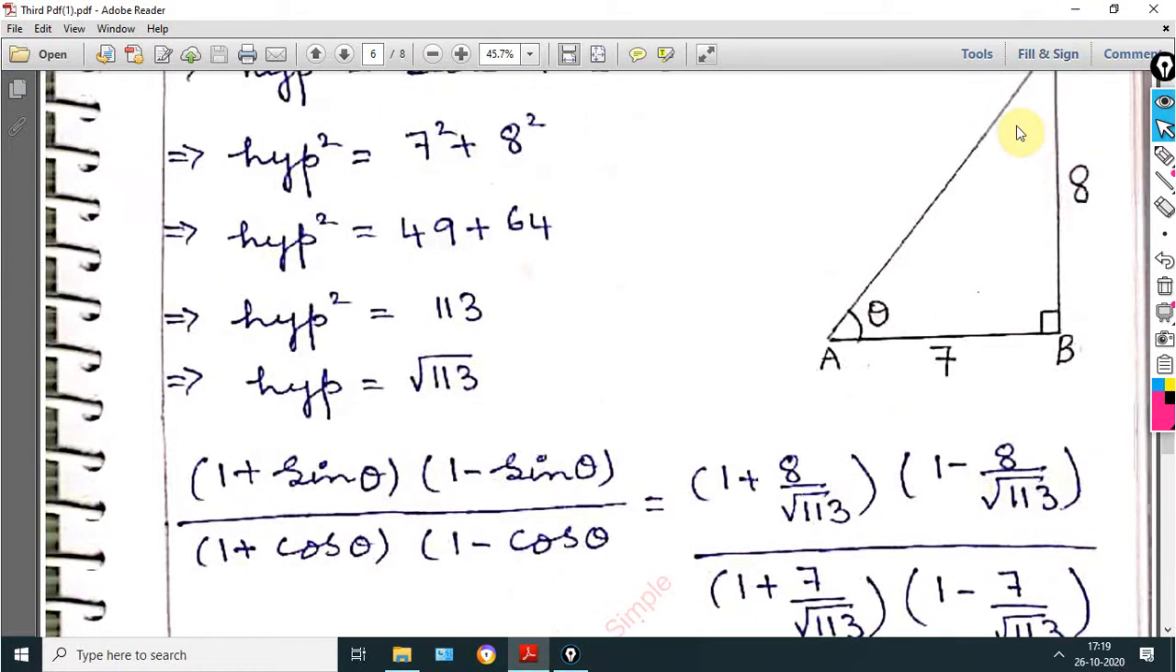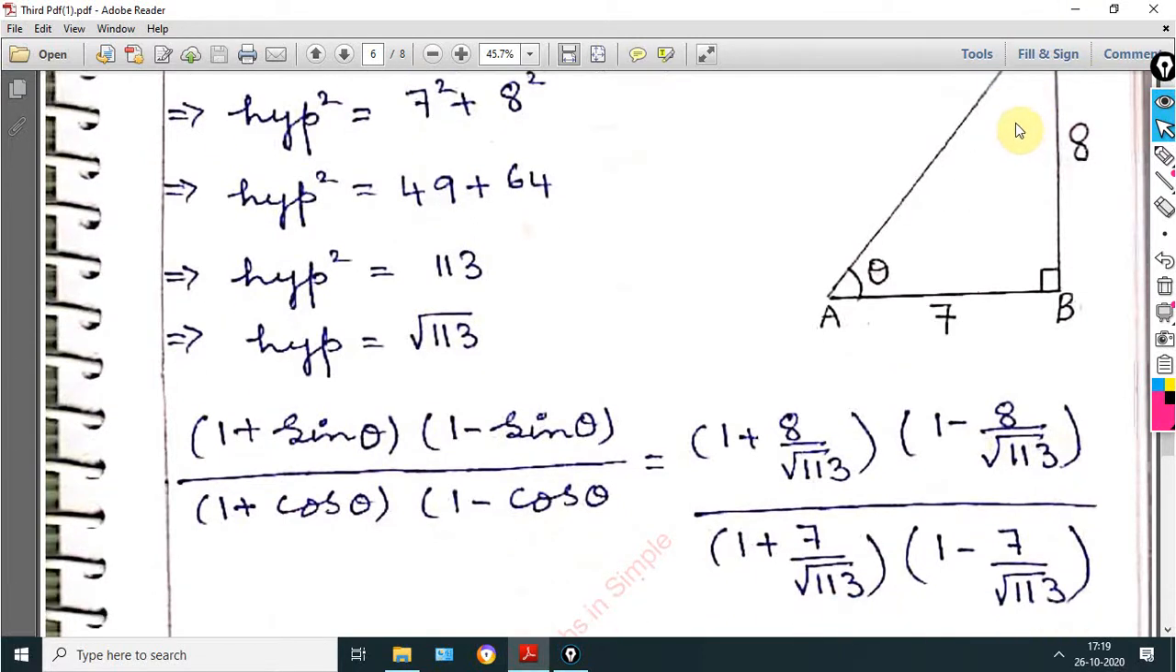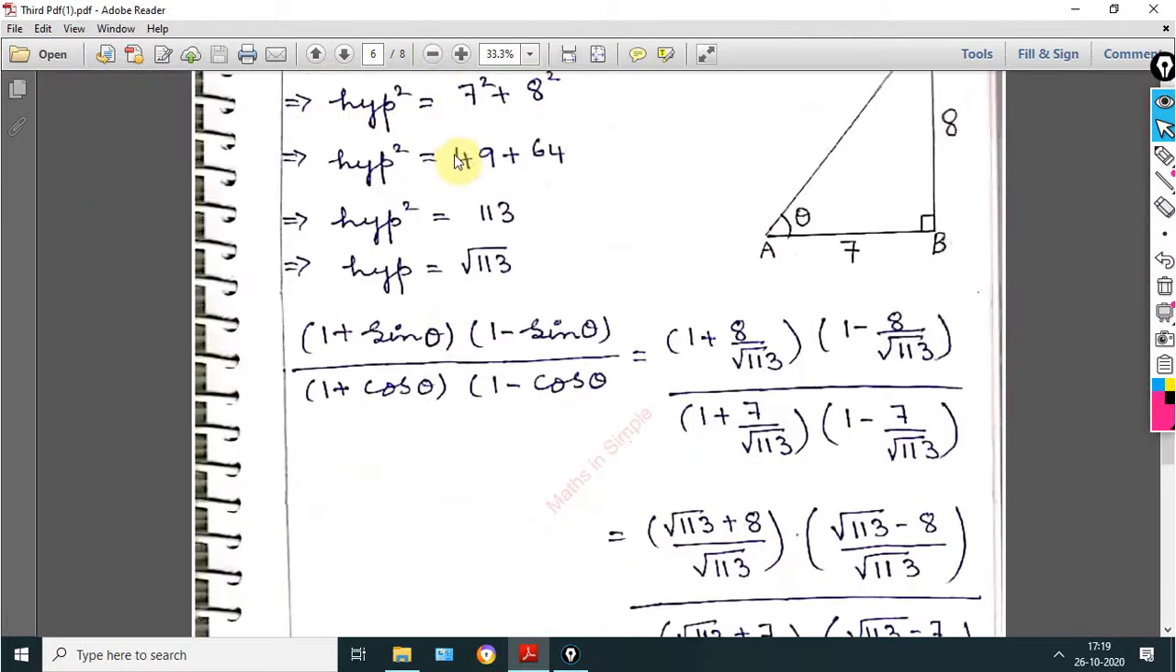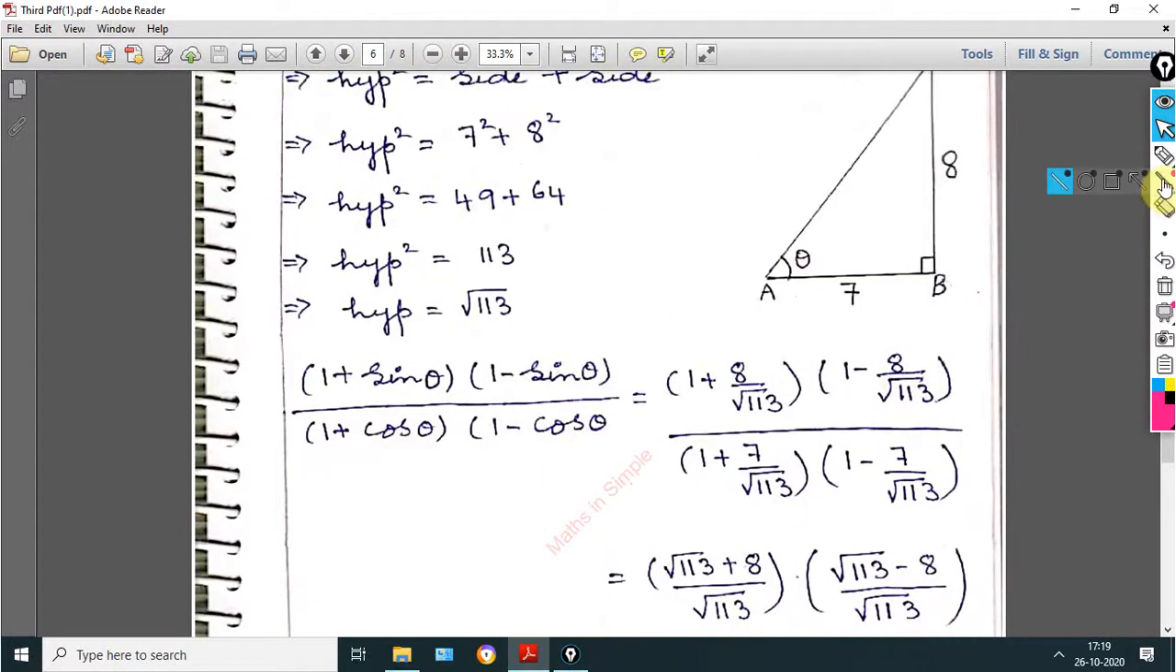Wait, I am taking a pencil. Okay. What is sin theta? We know the formula of sin theta. So we will write here: sin theta equal to opposite side by hypotenuse.